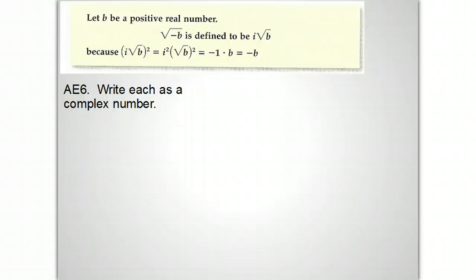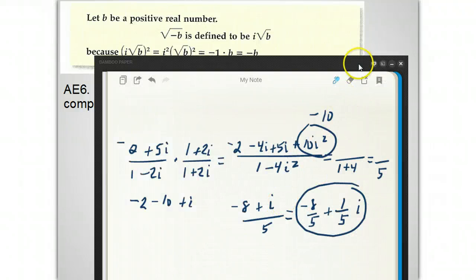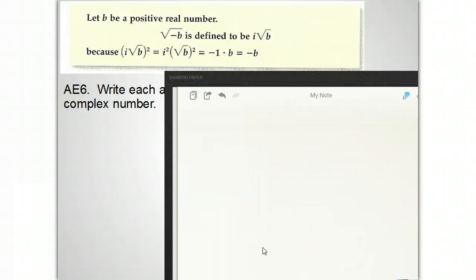So again, our original directions are to write each of these as a complex number. So let me bring up this pad, clean it up. We've got a few examples to do. We'll do 3 examples. First one is going to be the square root of negative 5.